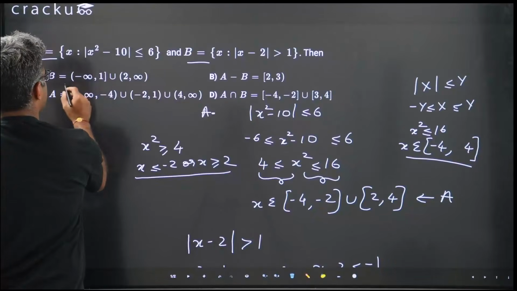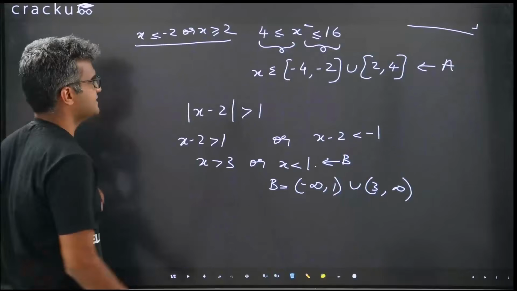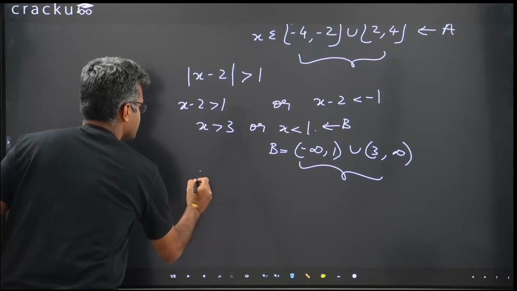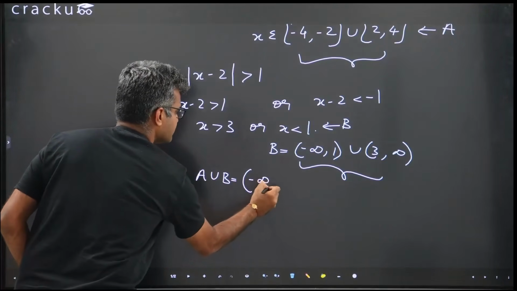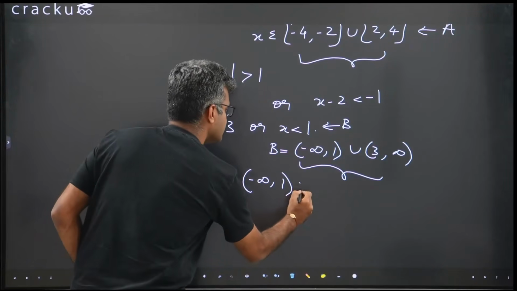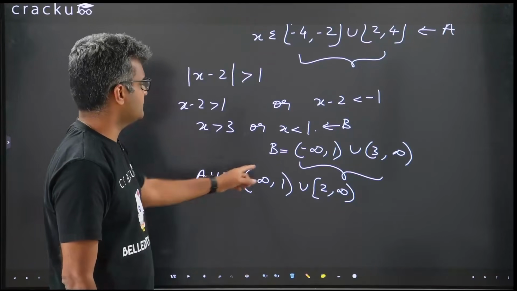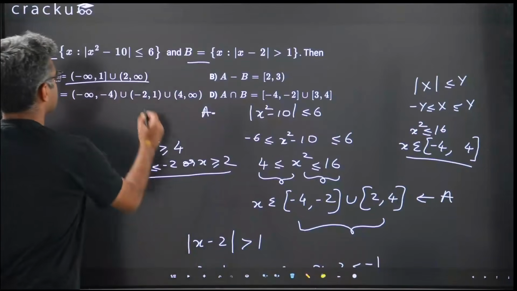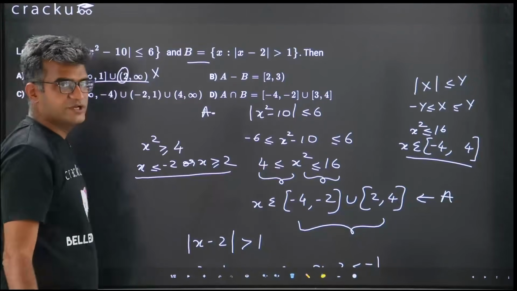The first option says a union b is minus infinity to 1, union 2 to infinity. This is a and this is b. So what is the value of a union b? A union b will be minus infinity to 1, 1 is not part of it, union 2 to infinity. Note that 1 is not part of it, but 2 will be part of the interval. Now if you are looking at the option, here 2 is not part of the interval. So this is not the correct answer. 2 has to be part of a union b.